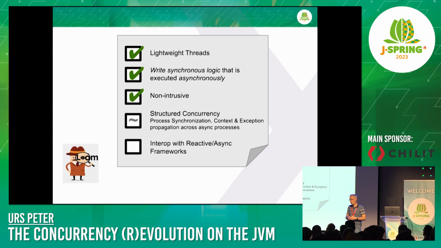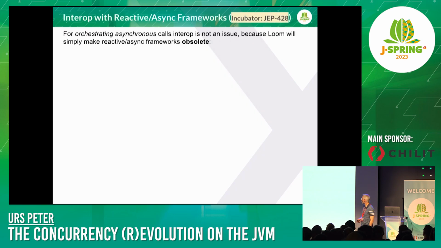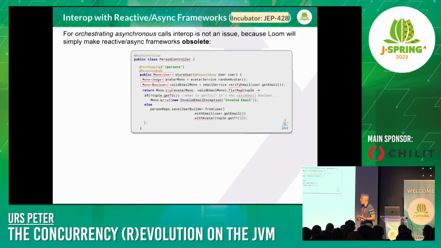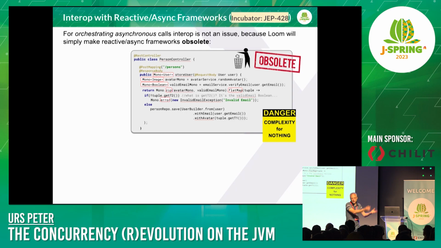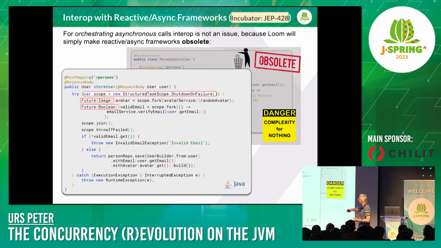So structured concurrency, okay-ish. Let's look at interop with reactive frameworks. Well, the good, bad news is that all this reactive stuff you can just put in the waste bin once Loom is there. All this complexity, all the knowledge we acquired, you don't need anymore. When you use structured concurrency, this is how you can do it, in a sequential way, rather than flat maps, all this kind of callback way of doing things. No more mono abstractions, just normal code.